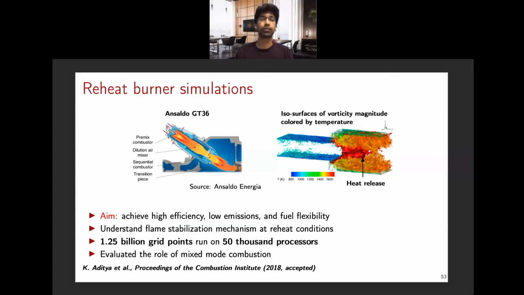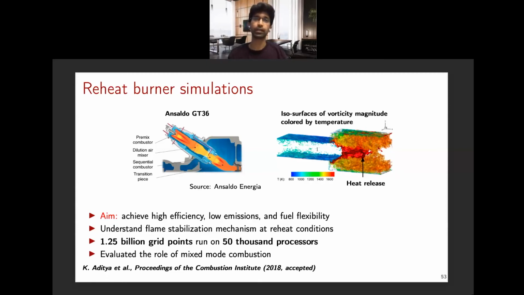So what we have done is we have recently performed, using the S3D code, a direct numerical simulation of this second stage combustion. On the right, I show you a typical realization that we obtain from the DNS. The structures are of vorticity, right? And the coloring from blue to orangish red are the temperature contours.